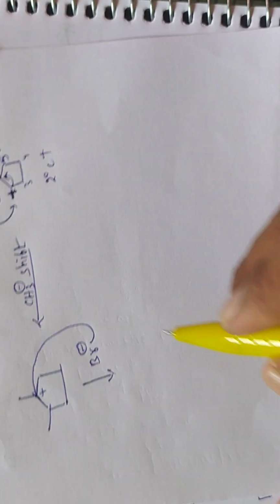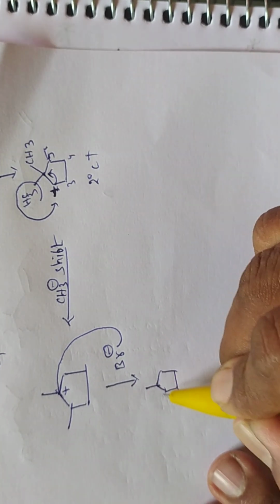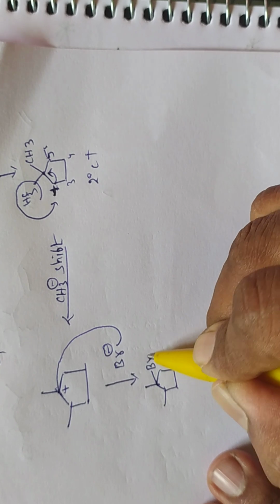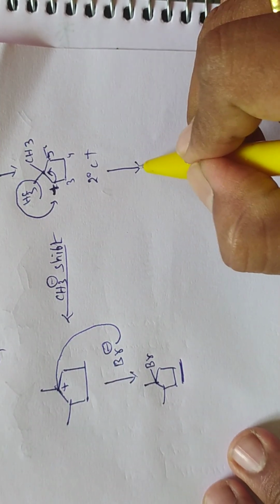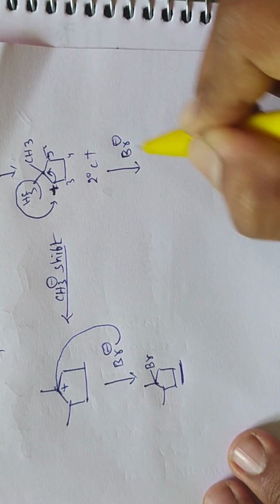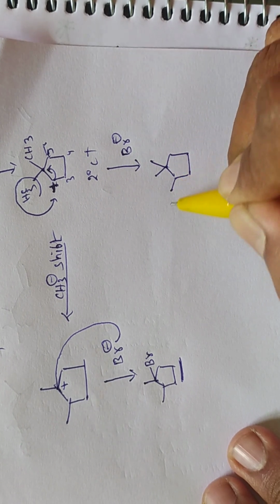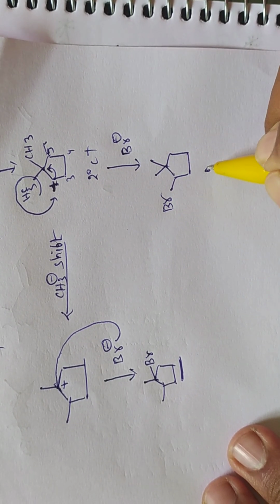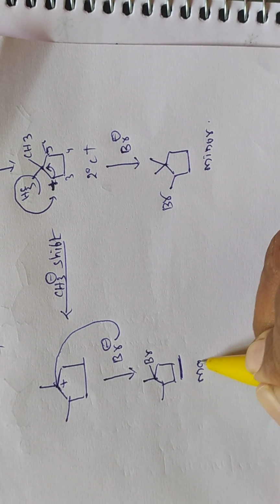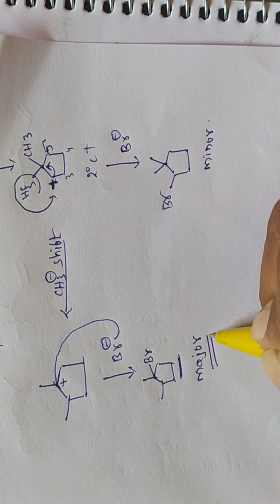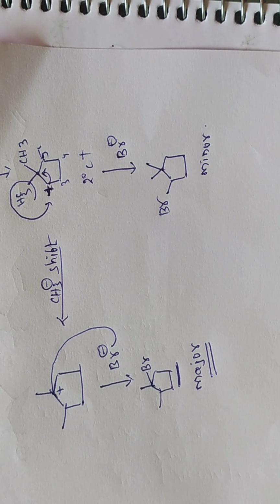Then we are going to get this, our major product. Without rearrangement, if we add it directly, this will give a minor product. This is the minor product. Now this is the major product. This is a ring expansion question.